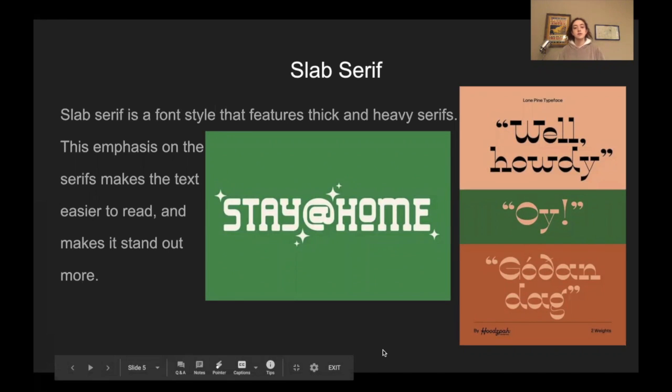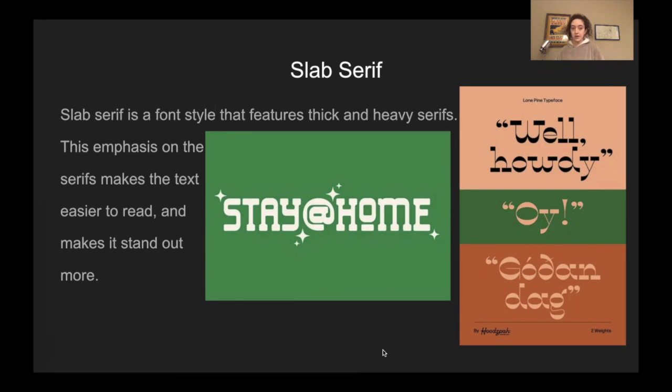Slab serif is a font style that features thick and heavy serifs. The emphasis on the serifs makes the text easier to read, and it makes it stand out more. I know this one isn't the best example, but I did want to throw that in there because it did have very exaggerated slab serif facing. And the one over here, I think, was the better example just because it shows the consistency all the way around, as well as the thick slabs on the top and bottom.